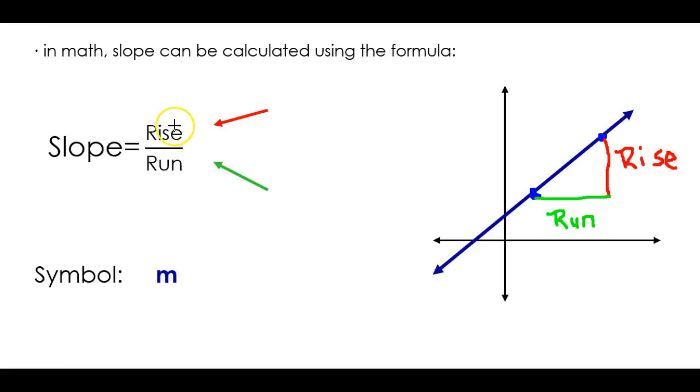So again, one way that I remember, because students forget, sometimes they think, oh, well, is it run over rise or rise over run? So I always think about it in terms of, well, you have to rise out of bed before you can run. So the rise goes on top, right? So again, you have to rise before you can run.